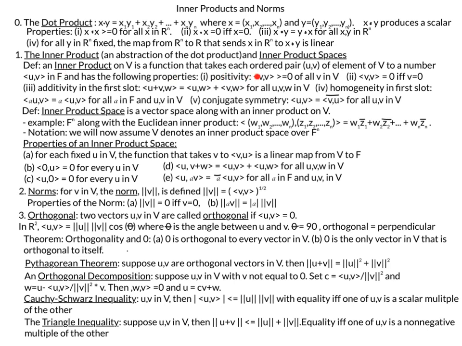1, positivity. 2, that the vector's inner product with itself is equal to 0 if and only if the vector is equal to 0. 3, additivity in the first slot. 4, homogeneity in the first slot. And then 5, conjugate symmetry. We also define the inner product space as a vector space along with the inner product on V. And we talked about properties of the inner product space.